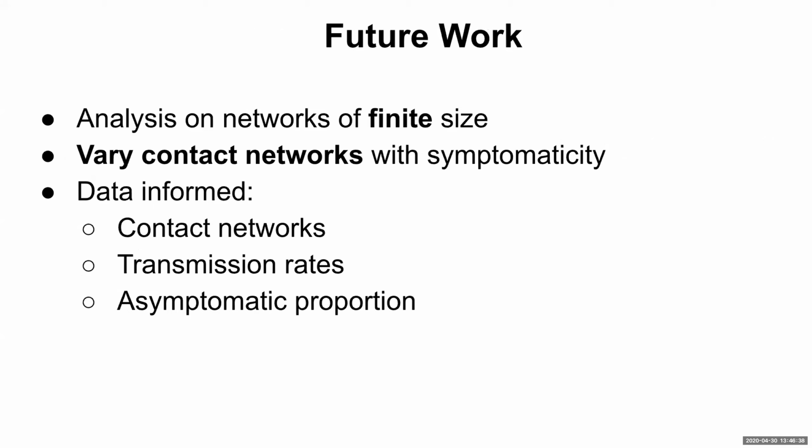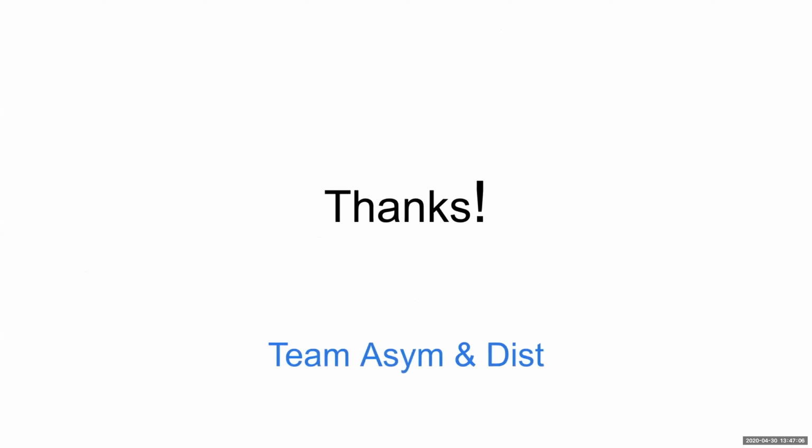Now for future work, we will be conducting analyses based on networks of finite size as compared to the infinite case here. We will vary contact networks with symptomaticity, whereas thus far we have accounted for that by different transmission rates. And we want to inform our model with data. This includes the distribution of degree for the contact networks, the transmission rates, as well as the asymptomatic proportion of the population. Thank you for your time, and we'll take any questions.